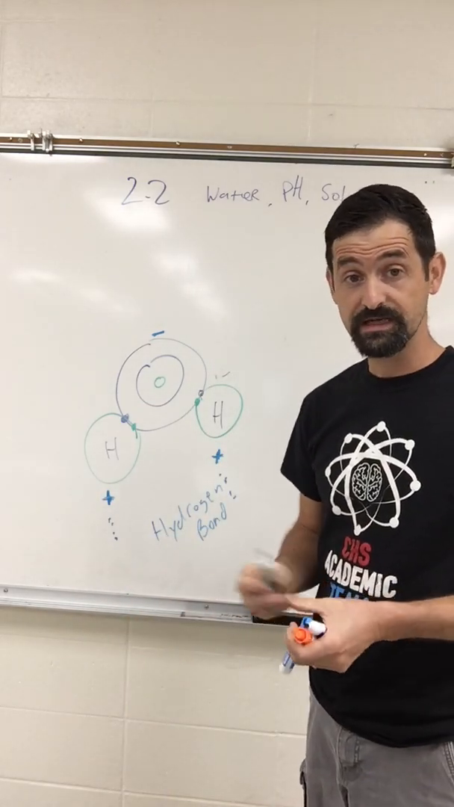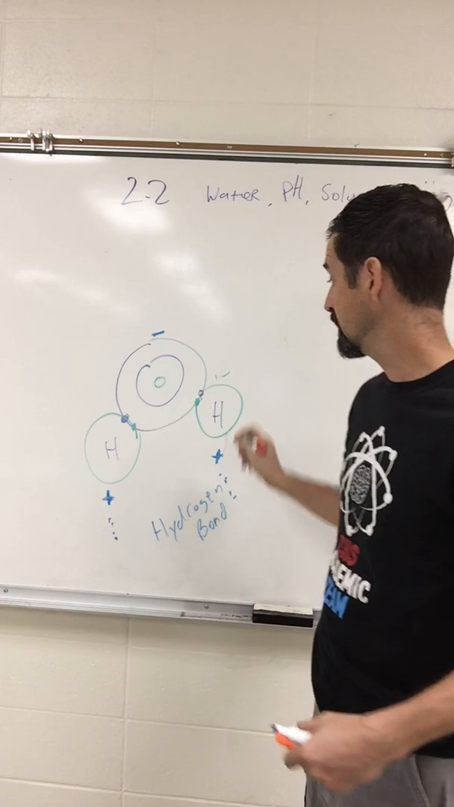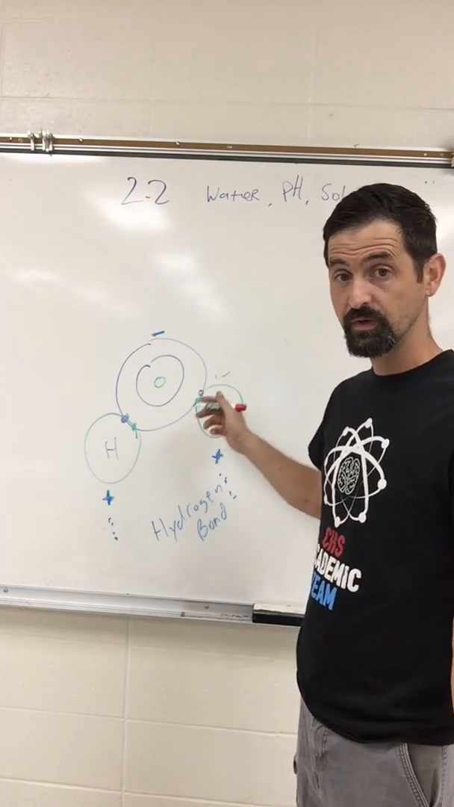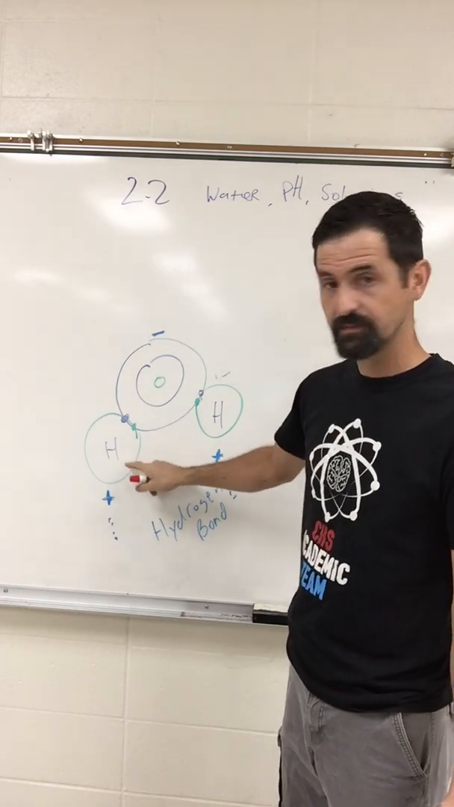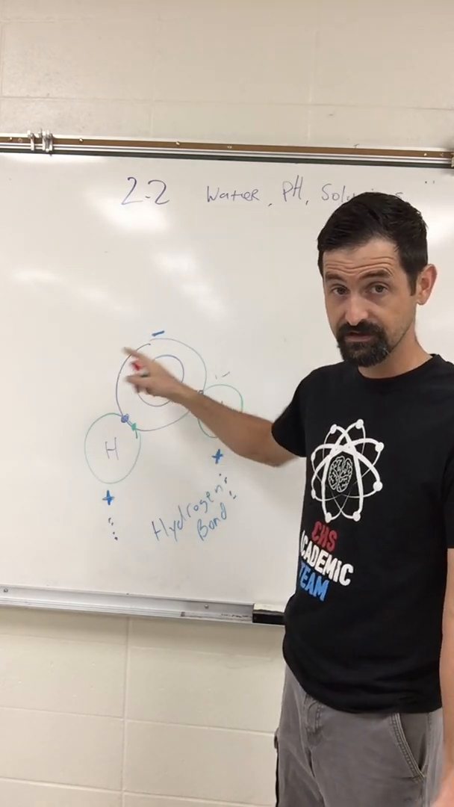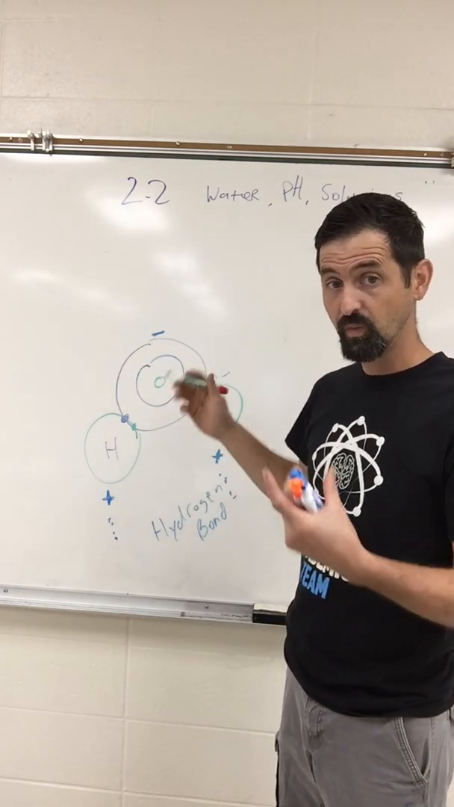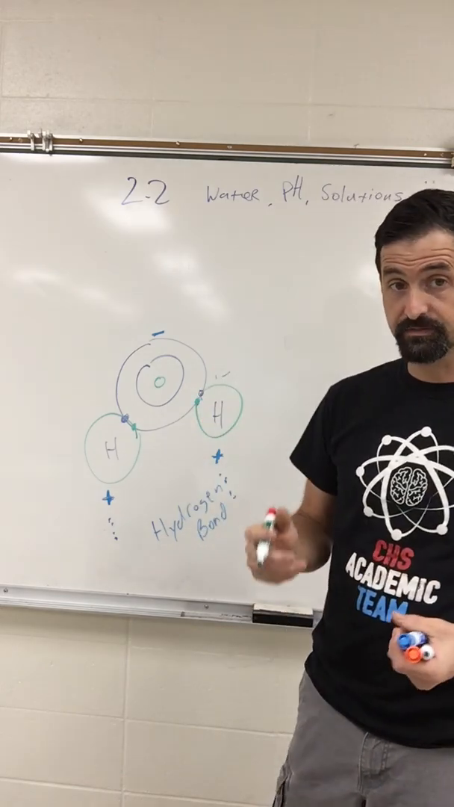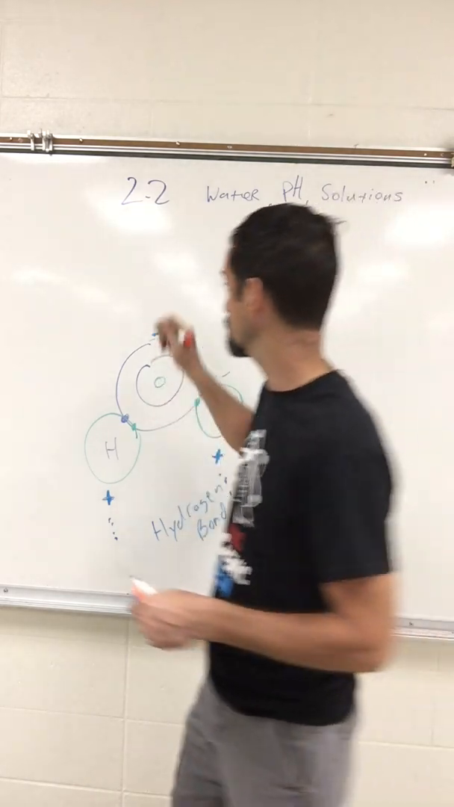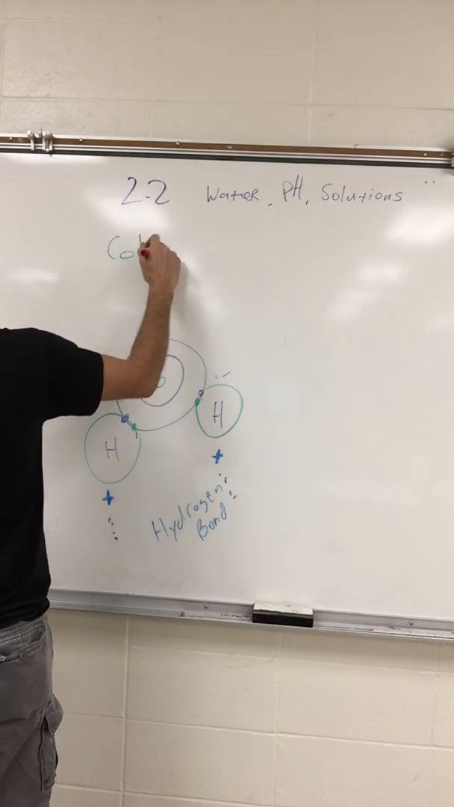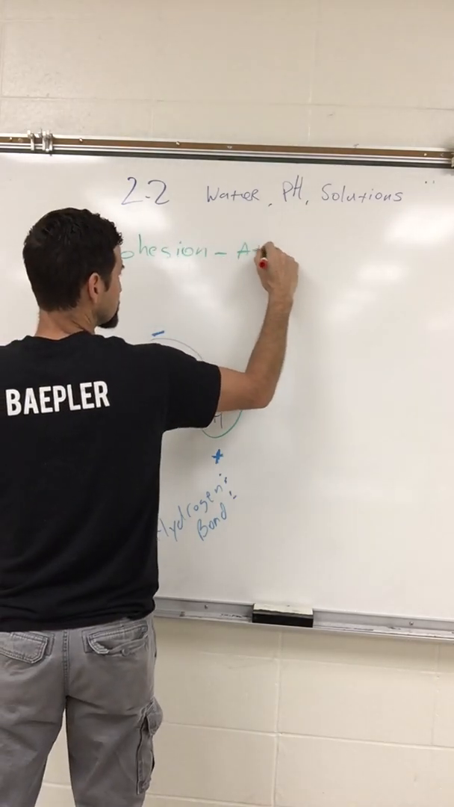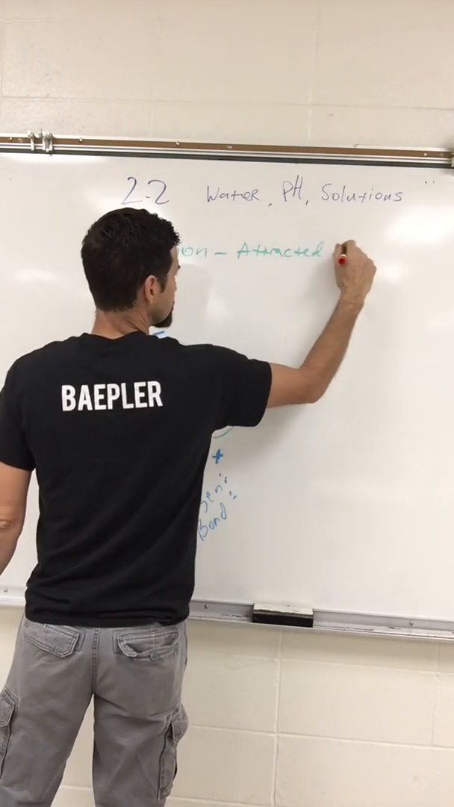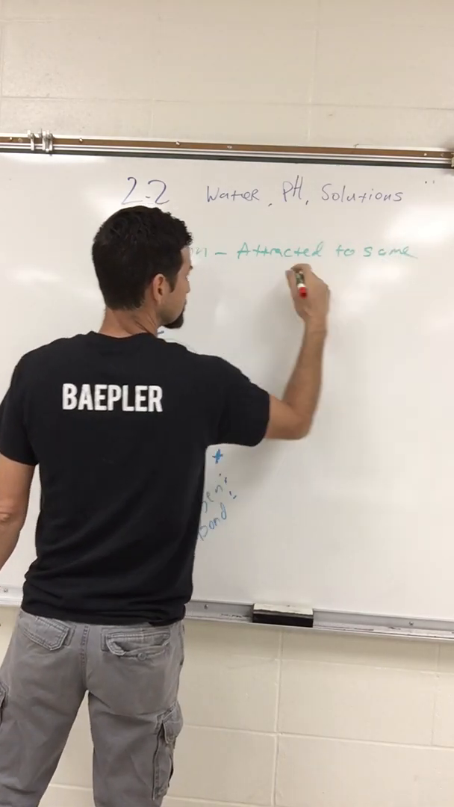If you are attracted to more of yourself, where if we had more water, we would then expect that this oxygen would be attracted to these positive hydrogens, because negative and positive attract. So water wants to attract water. Okay, that is what is called cohesion. Attracted to your same material.